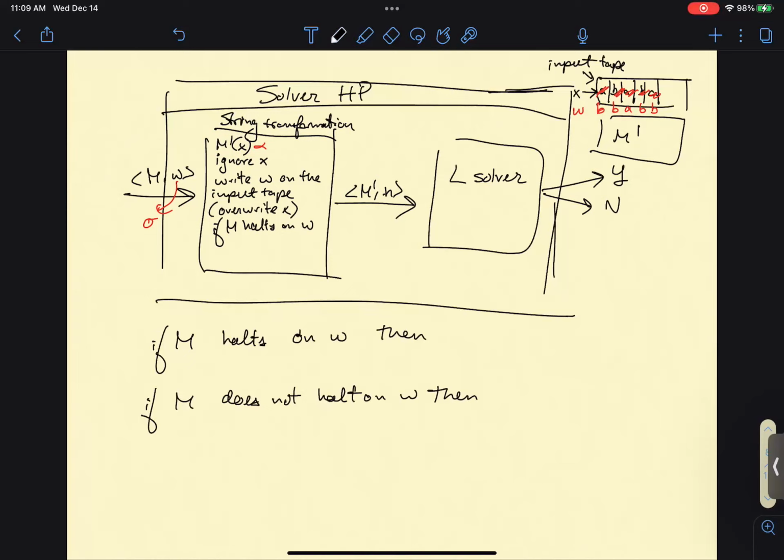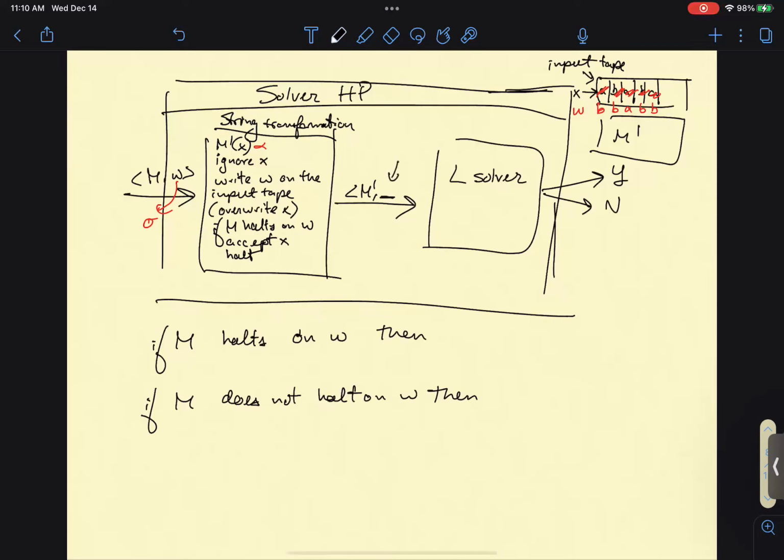Well, what is n? Right. Wait, hang on. Because you're saying if M halts on W, accept X and then halt. Well, you can't check if it doesn't halt. Right. Okay, so let's just go with this. So then, what do you put here?